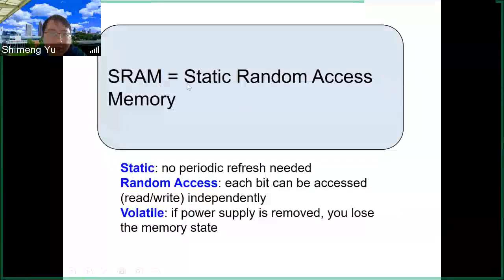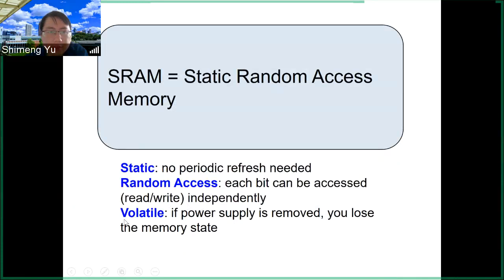So SRAM, static random access memory. So let's talk about the wording here. Static means no periodic refresh needed. This is with respect to the DRAM we are going to discuss later. In that case, periodic refresh is needed. Static, you can also think is like when the power supply is on, your data will be static. That means your data will be there as long as the power supply voltage is on. And this random access memory, as we just discussed, each cell or each bit in the array can be accessed, that means read or write, independently.